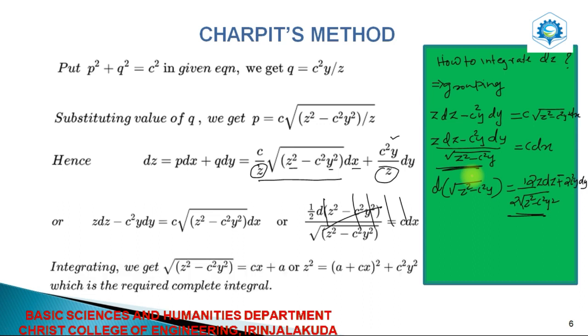So on integration, what do we get? Left side is square root of z square minus c square y square, which is equal to, right side can be integrated simply, cx plus a. Or take square on both sides, we get z square equal to a plus cx all square plus c square y square, which is the required complete integral.